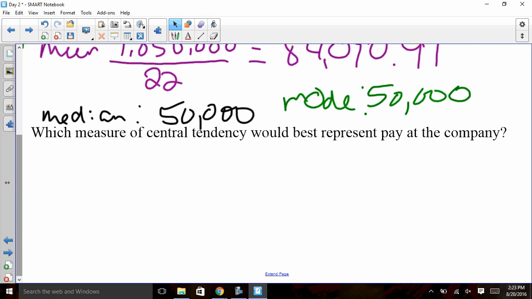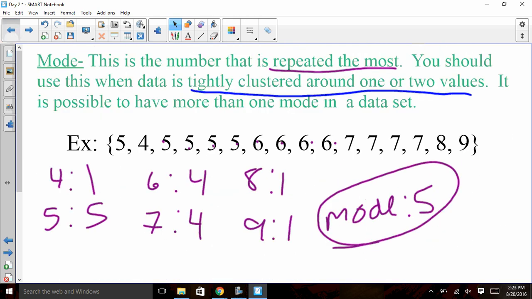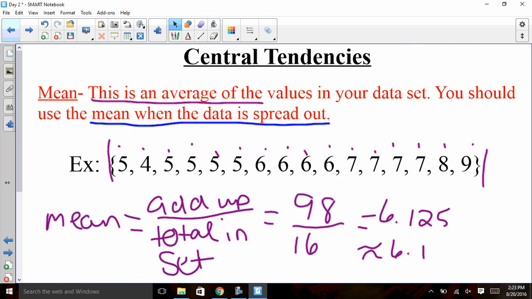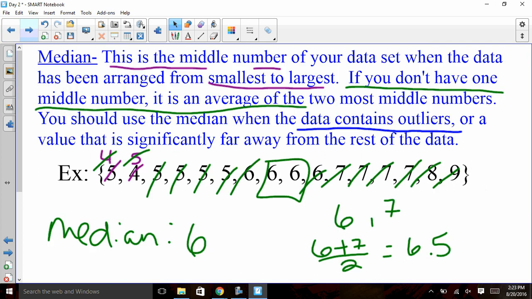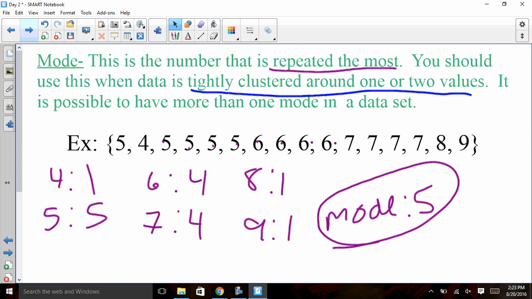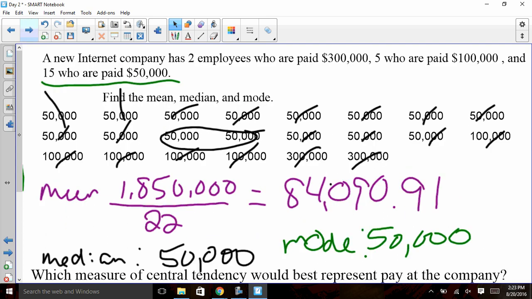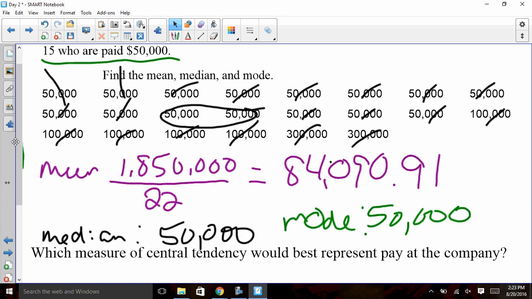All right, which measure of central tendency would best represent the pay at the company? So if we go back a little bit, our mean was when my data was spread out. The median was when it had outliers, and the mode when it was tightly clustered around 1 or 2. Which of those 3 sounds like our problem that we're working on? Is our stuff spread out? Do we have outliers? Or are we clustered around 1 or 2 values?